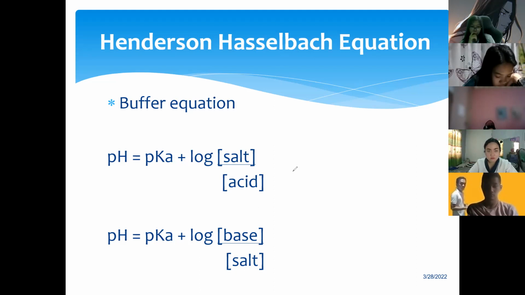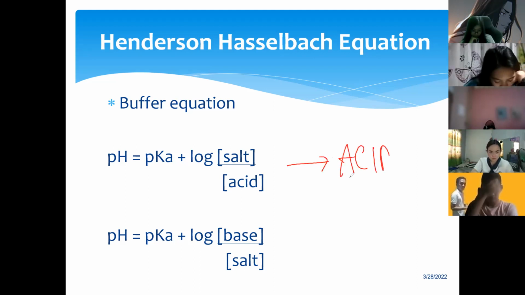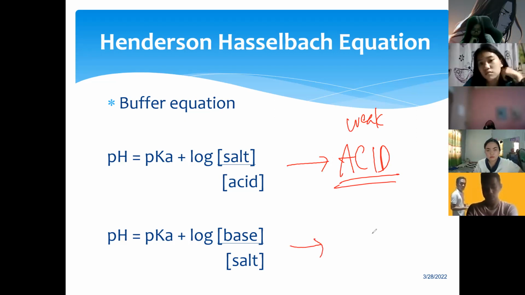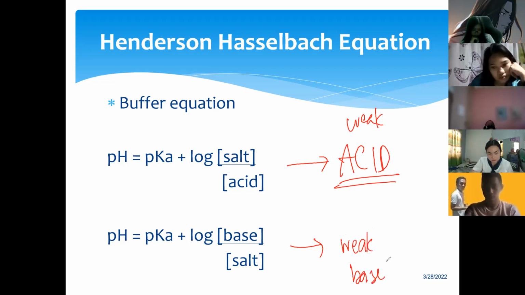So you're going to use this formula if you use a weak acid in the preparation of the buffer. Now, ito namang sa baba, pH is equal to pKa plus log of the concentration of base divided by the concentration of salt is used if your buffer is made up of a weak base. So, dalawang formula yan na kailangan nating tandaan. Pag weak acid, ang acid ang nasa baba, salt ang nasa taas. Baliktad yan siya kapag base. Base ang nasa taas, salt ang nasa baba.